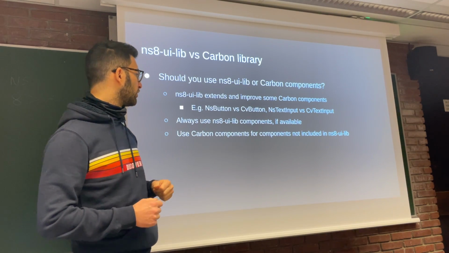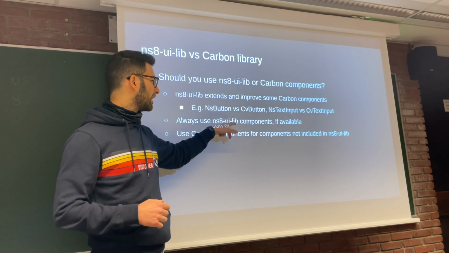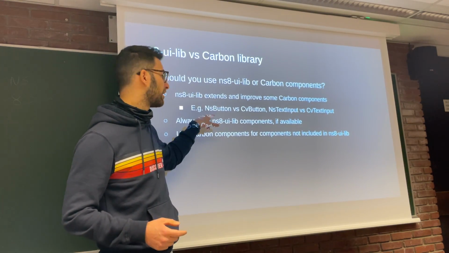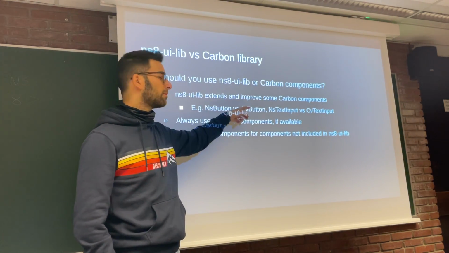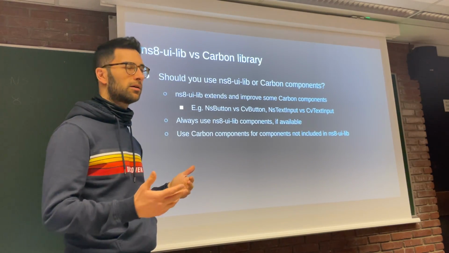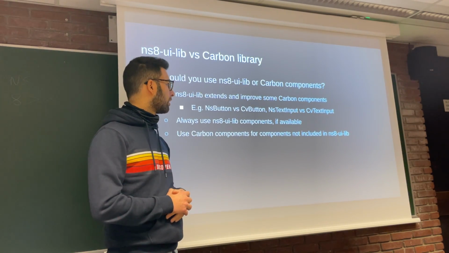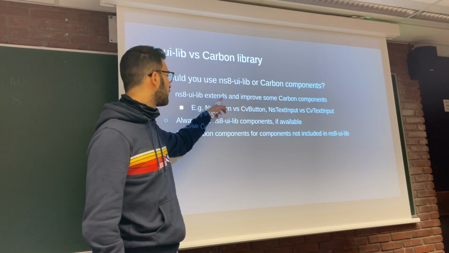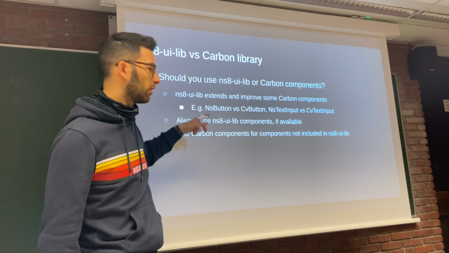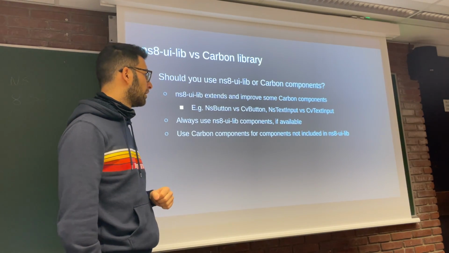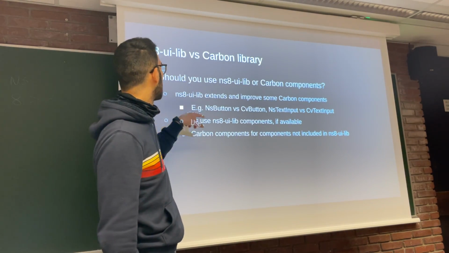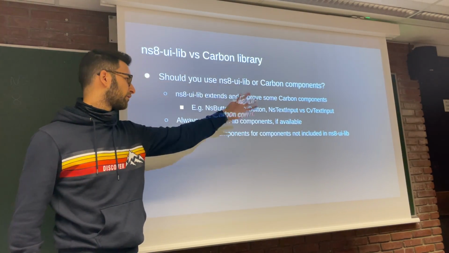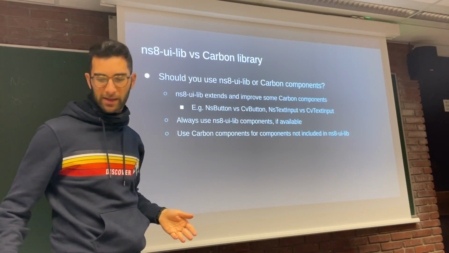The rule is very simple. You should always use the NSA UI lib components if they are available. So you will always stick with NS button since it's available. Why? Because we have taken CV button and we just added features to it. We made it more extensible, more configurable, and so if you have to choose, always choose the NS version of every component if it's available. Some components are not available inside the NS UI lib, and you can use the CV version. It's okay. So you can use Carbon components for everything that is not included inside NSA UI lib.